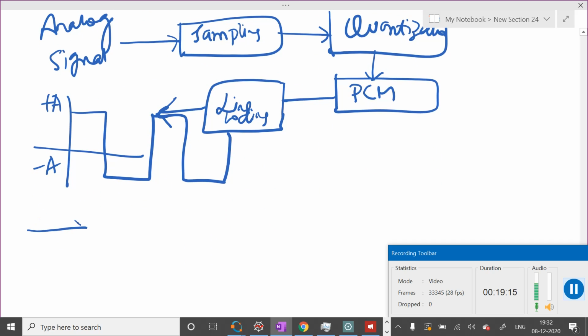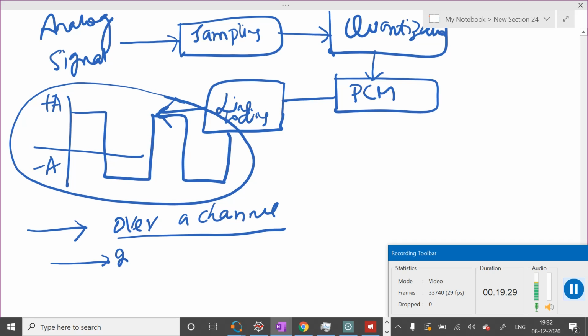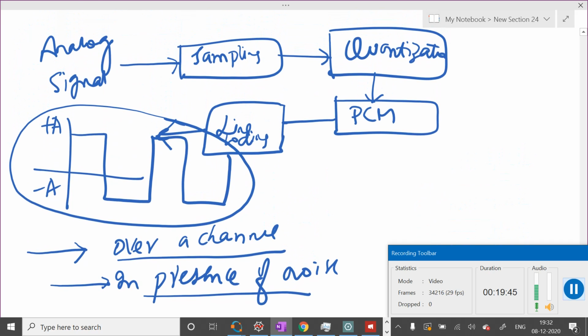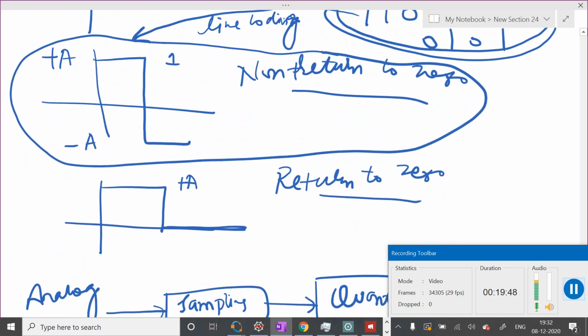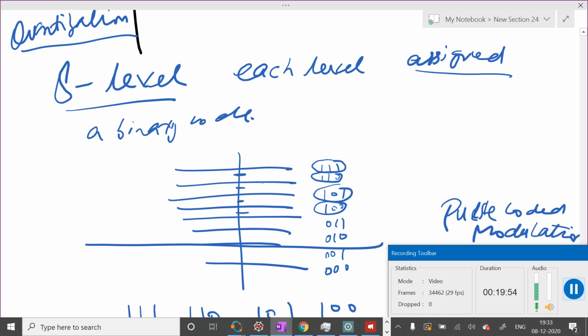Now our next target will be how to transmit those binary digital pulses or signals over a channel, and in the presence of noise, what will be the performance? That is, what will be the error rate? Definitely, the error that can happen is that 1 can be changed to 0, and 0 can be changed to 1. There is one more error, which I may cover in a separate video. That is called quantization error.